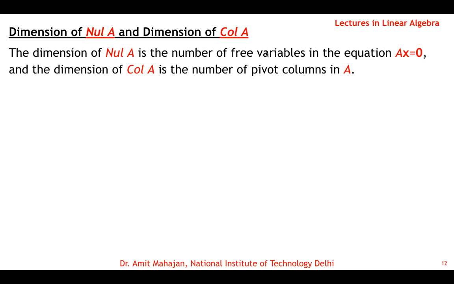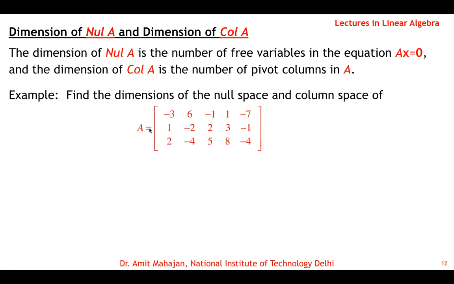So if you have a homogeneous system with two free variables, that means two non-pivot columns, so the dimension of null space is 2. That means the basis of null space A will contain two vectors. Similarly, the dimension of column space A is the number of pivot columns of A, because in the basis of column space A we get the pivot columns of A. So if you count those pivot columns, that will become the dimension of column space A. So it is very simple.